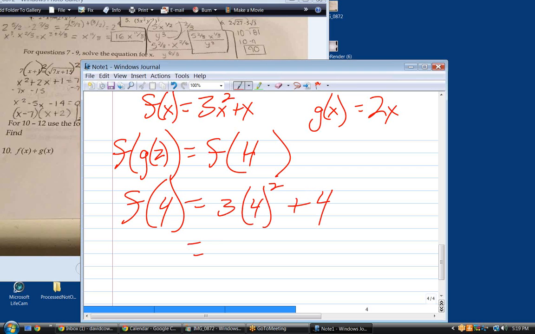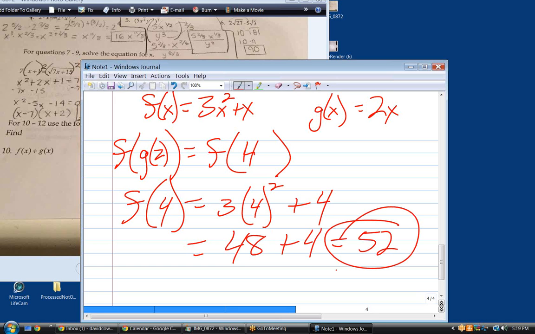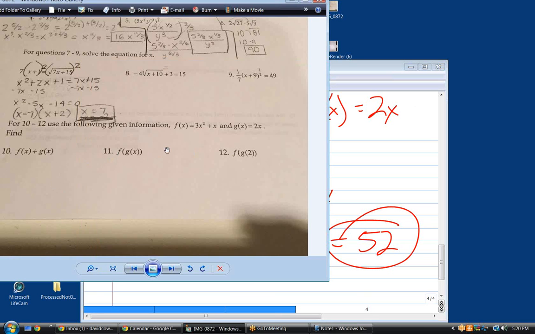Okay. That's 16 times 3, 48 plus 4 equals 52. Always, if you start from the inside out, you can't go wrong in these things. Don't try to do this whole thing in one step. Figure out what g of 2 is. And once you've got a number for g of 2, then it's f of that number. And f of 4 you do in one step. You don't really have to combine these functions at all at any point for any of these three problems.